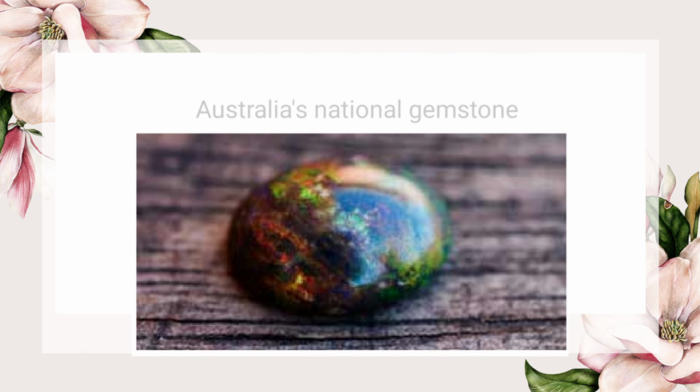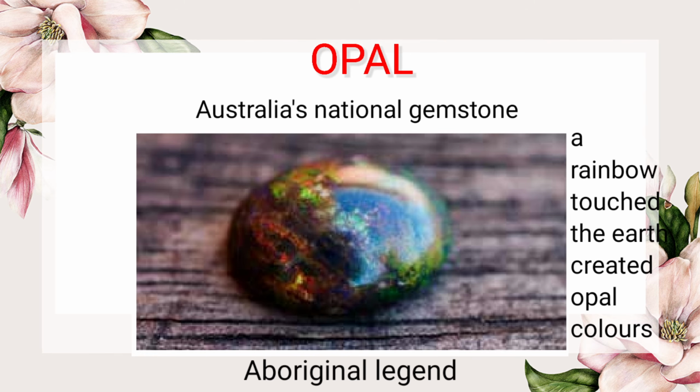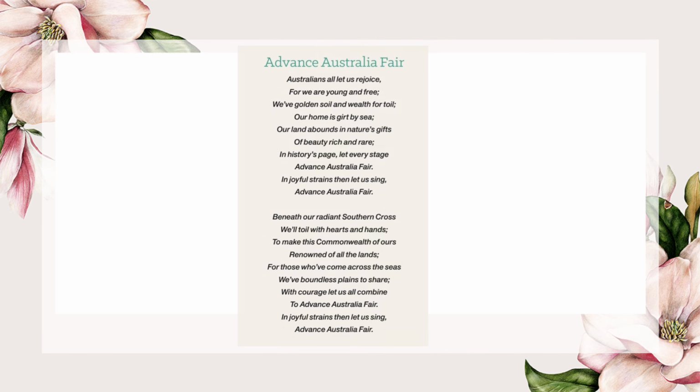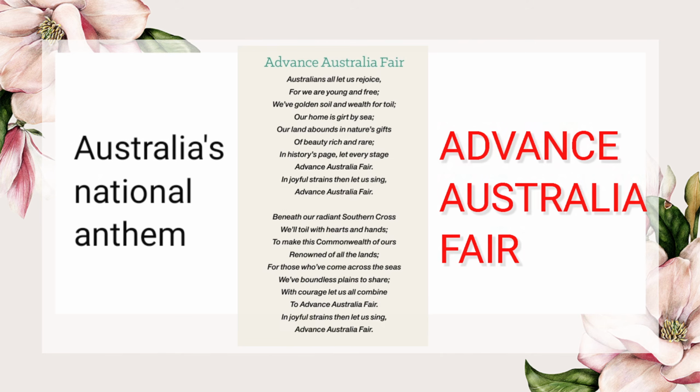This is Australia's national gemstone. The name is opal. According to Aboriginal legend, a rainbow touched the earth and created the colors of the opal. This is the complete lyrics of Australia's national anthem, and the title is Advance Australia Fair.